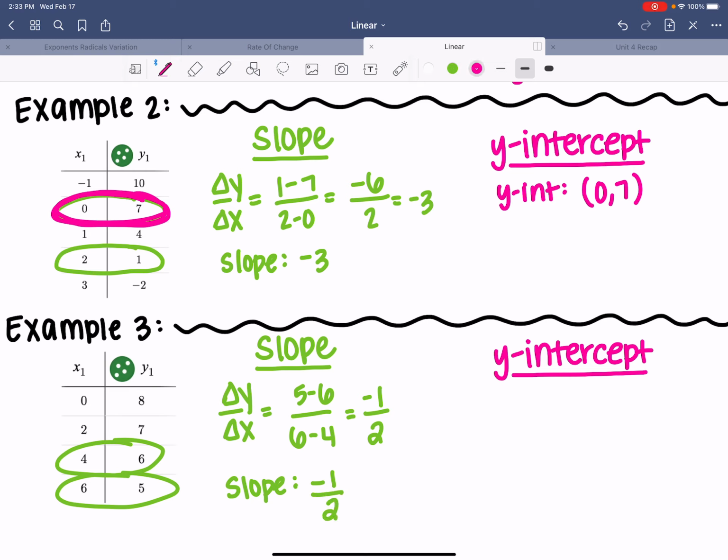Now to find our y-intercept. We're looking for the point where x is 0. X is 0 right here. So that point, 0, 8, is our y-intercept.